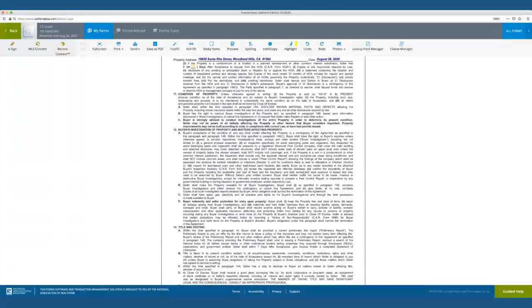But the seller is under no obligation to either make those repairs or give them money for it. It's as is. So there's all these listing agents who write property sold as is, whereas seller makes no warranties, blah, blah, blah. It's here in the contract. You don't need to say it in a counter. So it's a little pet peeve of mine.